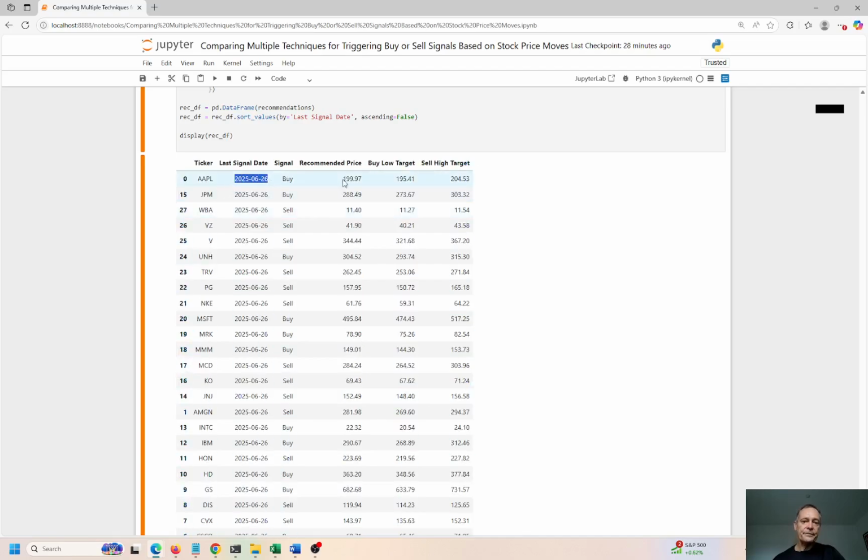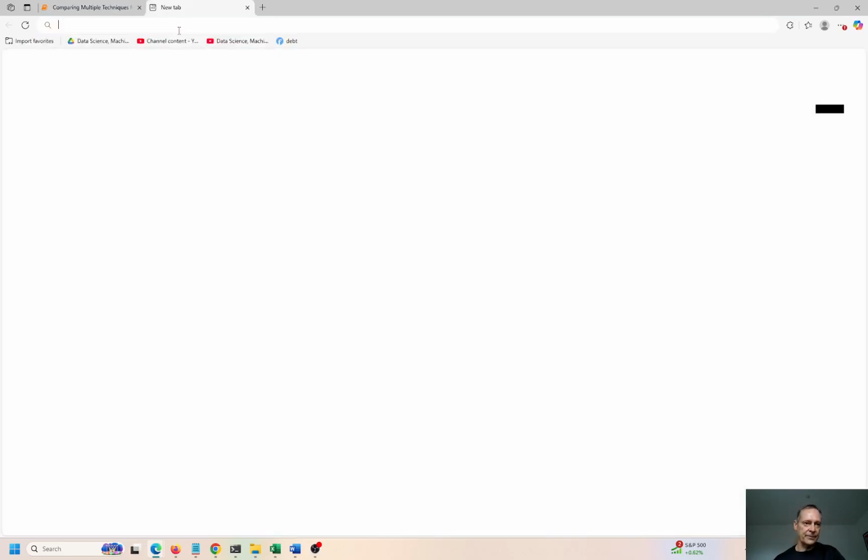You see Apple, buy it at 199, like 200 if it goes to 200, or recommended price, buy at 195 and sell at 204. So this is right in between. This 288 is in between 273, 302. So if you're looking at JP Morgan, you see the stock is at 273 right now. That could be a good buy. If it gets up to 303, sell it. Let me see what JP Morgan is doing right now.